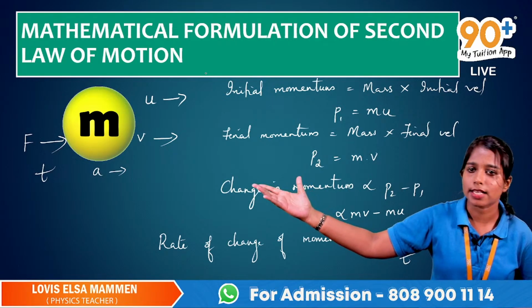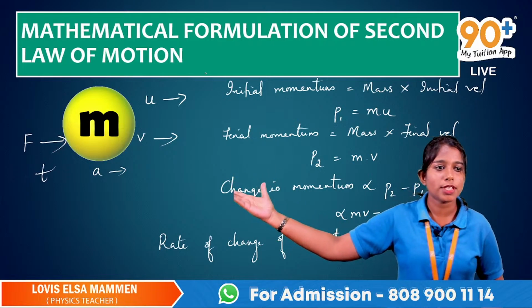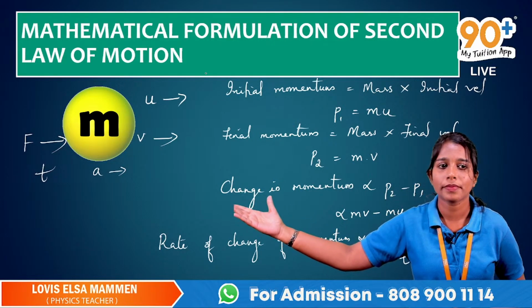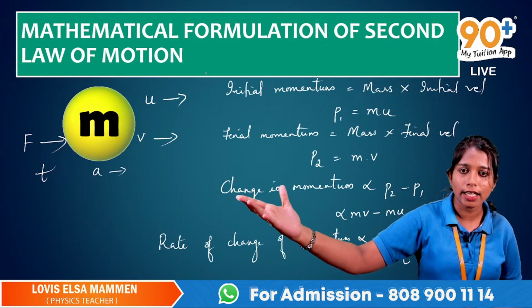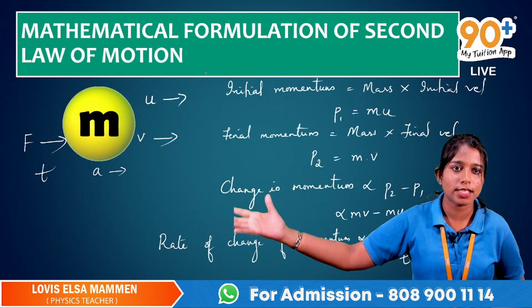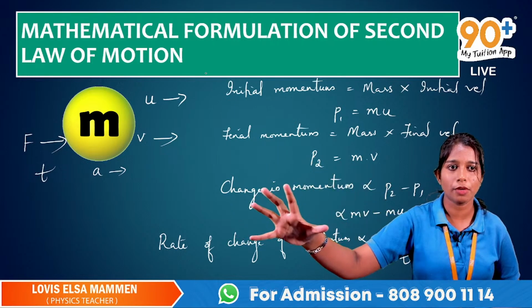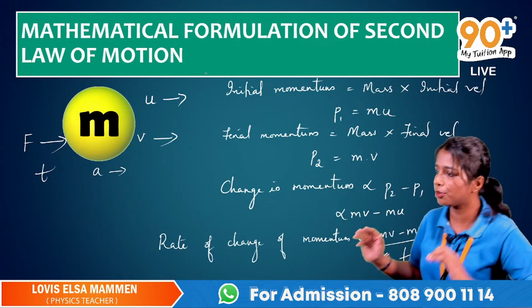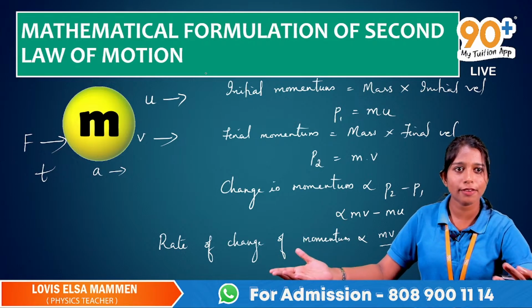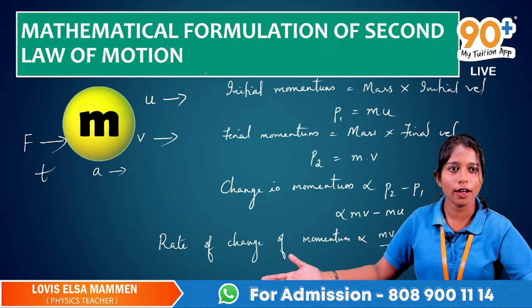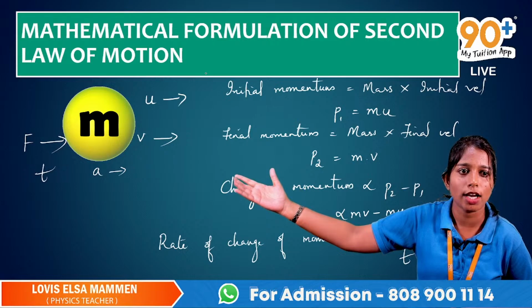Here you can see an object which has mass m. It is moving in a straight line, so it has an initial velocity u. Now when you apply a force to a body that is moving, its velocity will change, right? So it has a final velocity v.